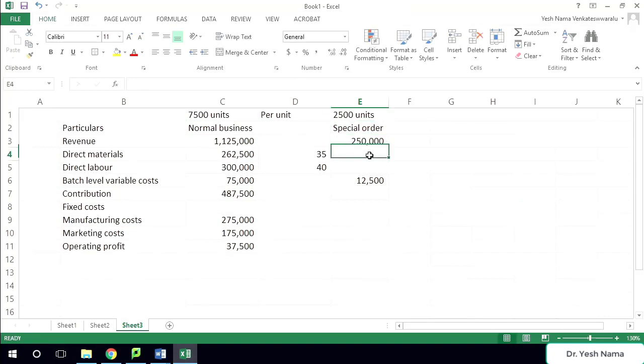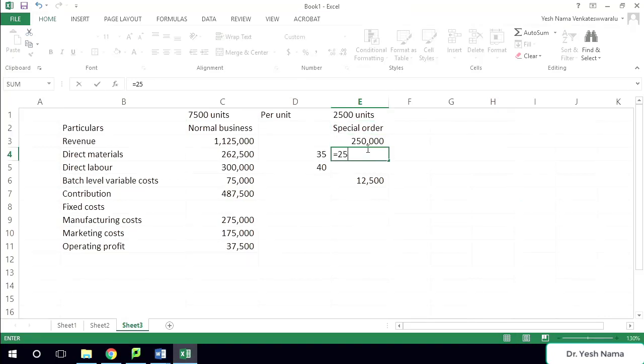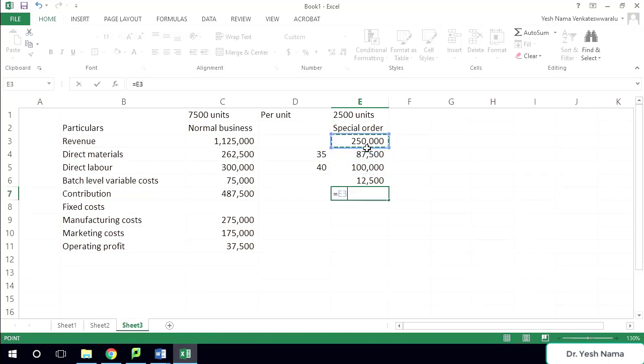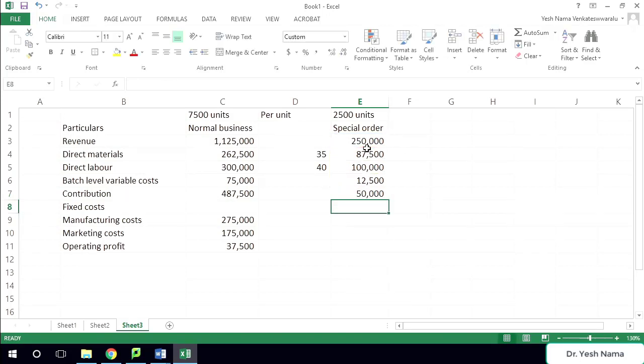So what am I going to do now? 2,500 units times 35 will give us the material cost. 2,500 units times 40 will give us the labor cost. We have batch level variable cost 12,500. Contribution will be revenue minus sum of all variable costs, 50,000.